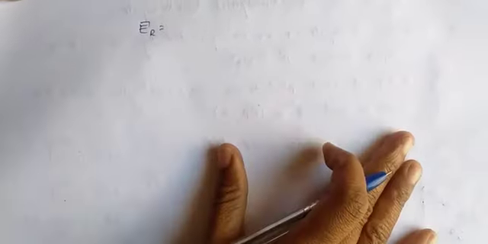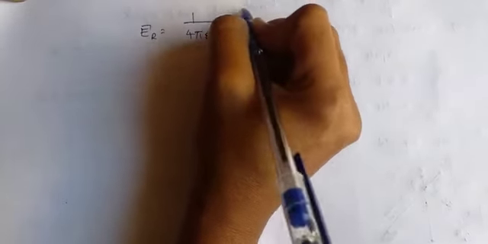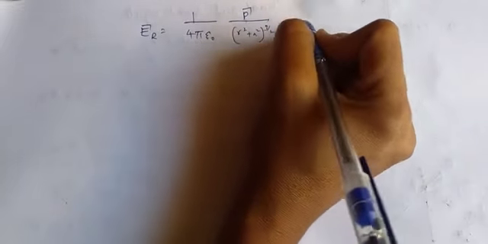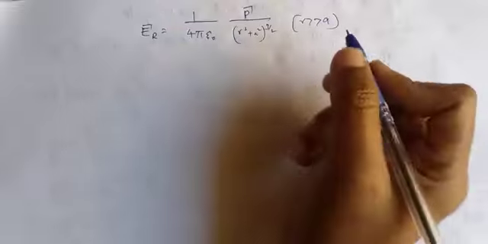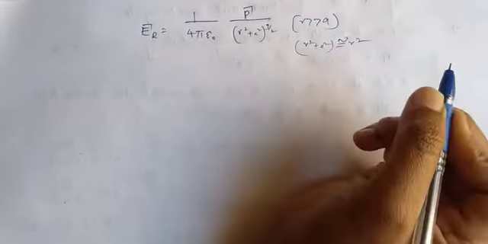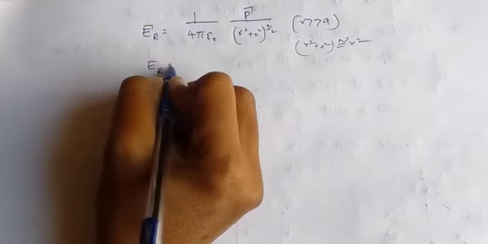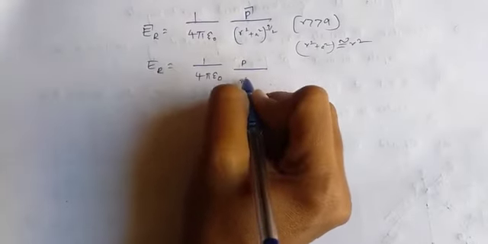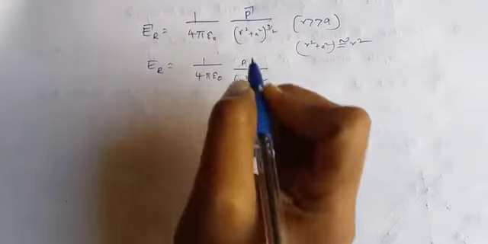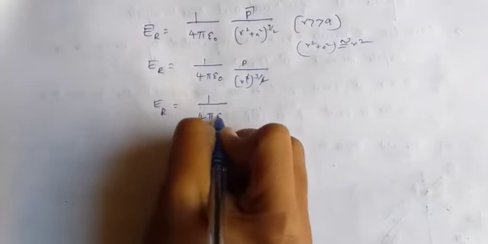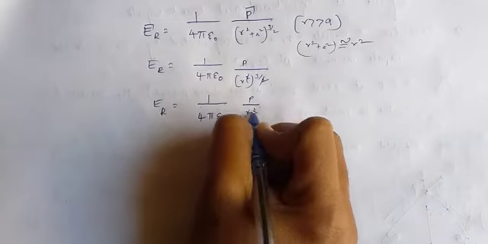Electric field resultant is equal to 1 by 4 pi epsilon naught P by (r square plus a square) whole power 3 by 2, when r is very much greater than a. So r square plus a square must be equal to r square. So E resultant is equal to 1 by 4 pi epsilon naught P by (r square) whole power 3 by 2. So 2 will be cancelled, then E resultant is equal to 1 by 4 pi epsilon naught, so P by r cube.